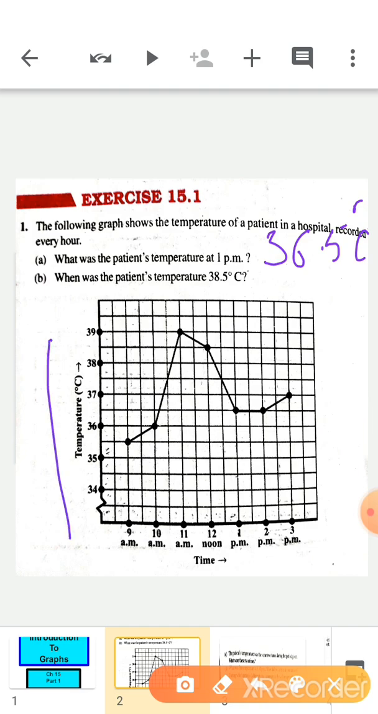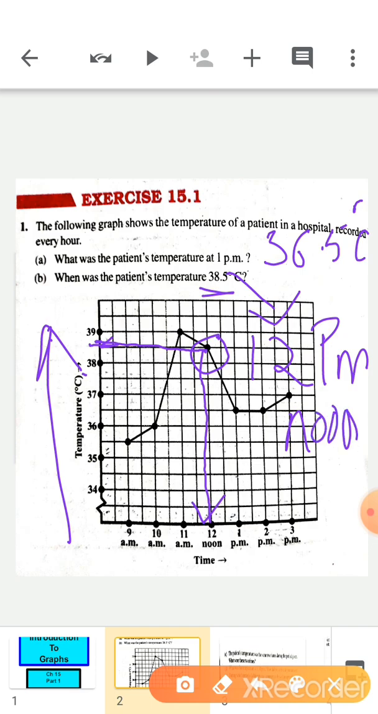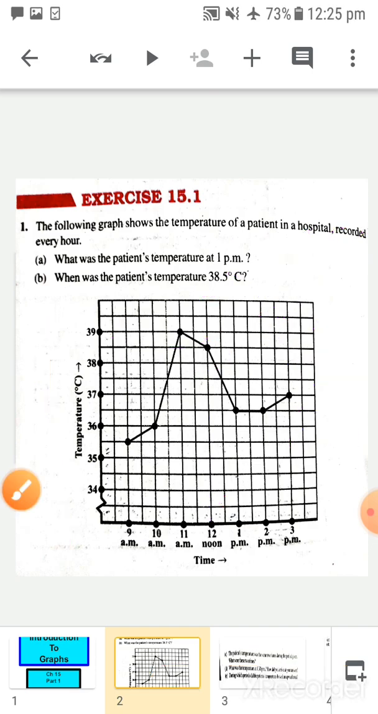Now B part is, when was the patient's temperature 38.5? So temperature is in this direction, between 38 and 39, 38.5 will be there. So this will be your 38.5. So move in this direction, it is touching at this point. Okay, now move in the downward direction, which gives you time. So this is touching the x-axis at 12 noon. So the answer of the B part will be 12 p.m., or we can say 12 noon.